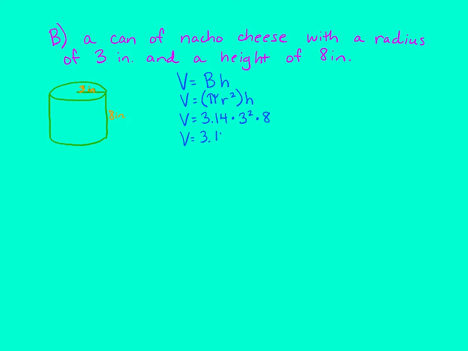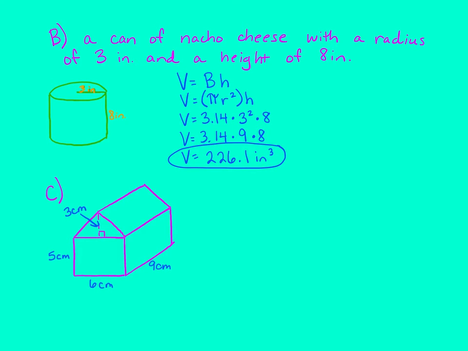Now I just continue to simplify. 3 squared is 9. And then we just multiply all the way through and get 226.1 cubic inches, rounded to the tenths place.